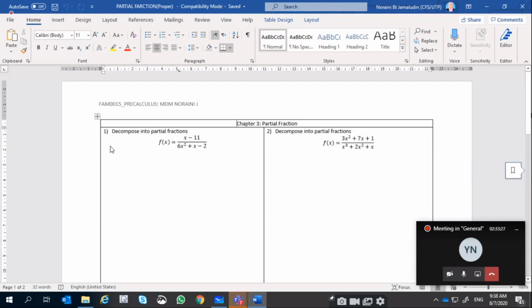Okay, look at this question. There are 4 questions. The first one here: x minus 11 divided by 6x squared plus x minus 2. Can you please state the type or the case for question number 1? This is a case of distinct linear factors. Okay, good. These are linear factors.